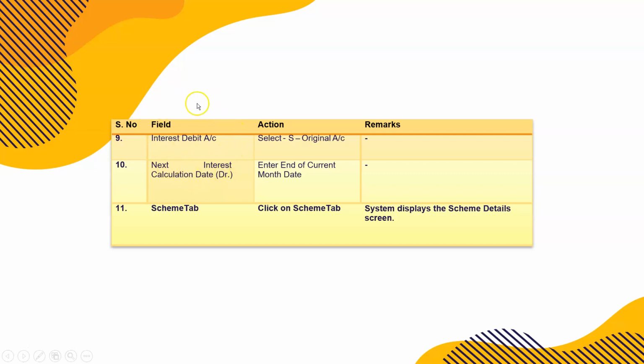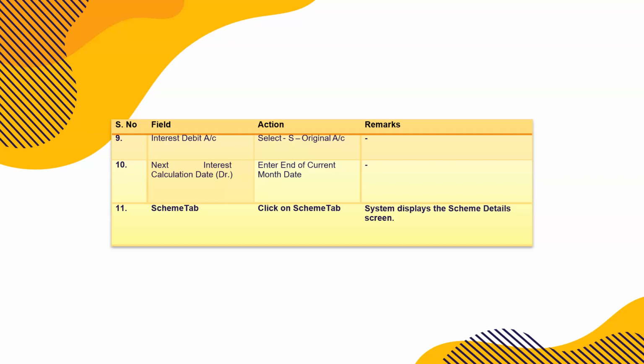We charge interest in a cash credit account. That's why we have to drop down and select S, that is original account, meaning interest will be debited in the same account. Otherwise, in certain countries, the provision is there that interest may be taken from some other account, so the customer has that leverage. But in our country, more or less, interest is paid in the same account and charged in the same account. In both cases, it has to be S original here.